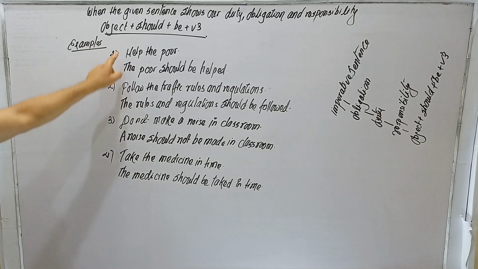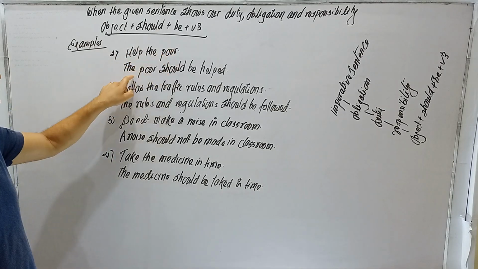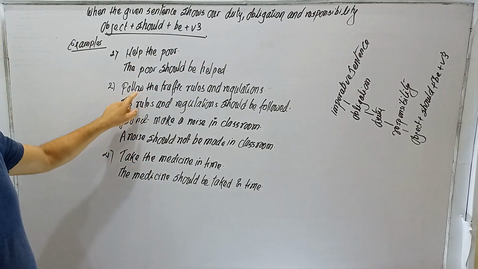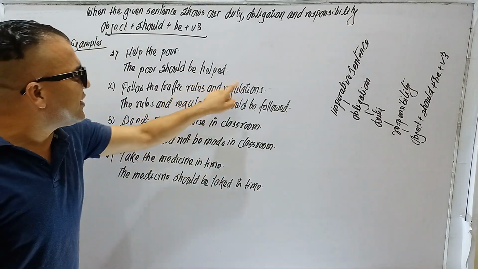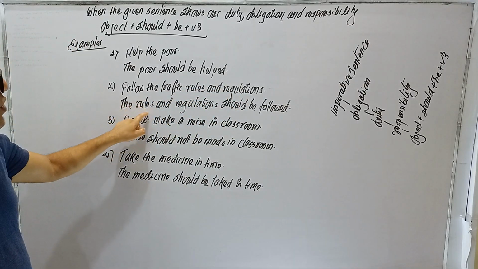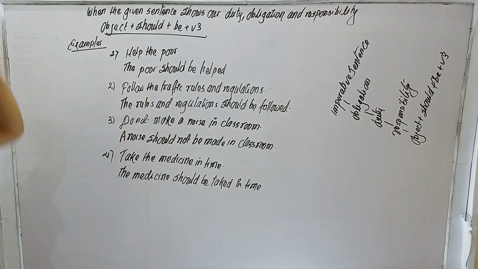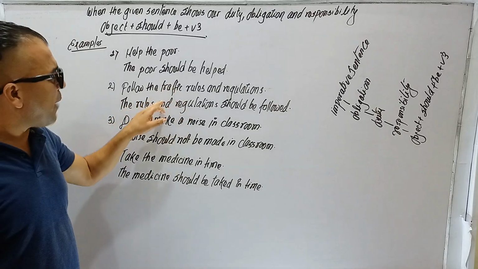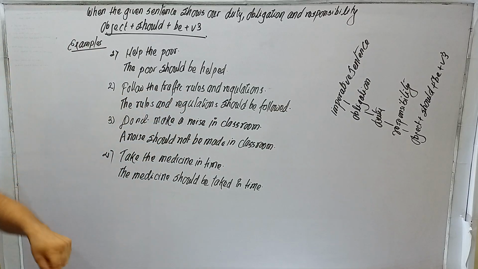Help the poor: the poor is the object, so the poor should be helped. Should be plus P3. Follow the traffic rules and regulations: the traffic rules and regulations is the object, so the traffic rules and regulations should be followed.